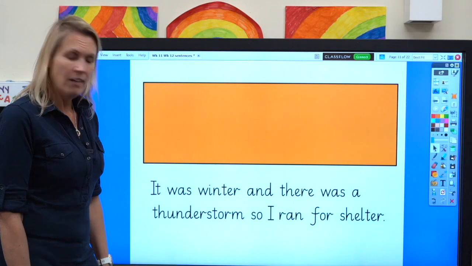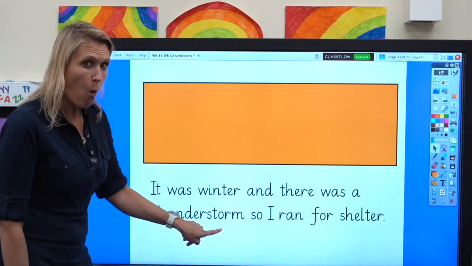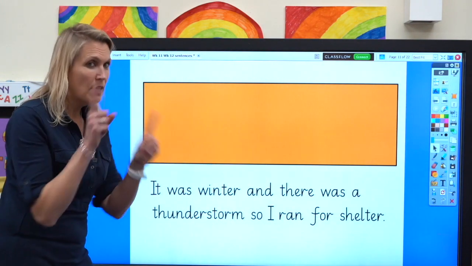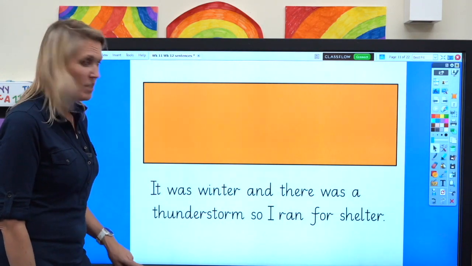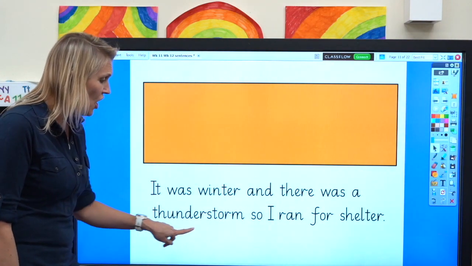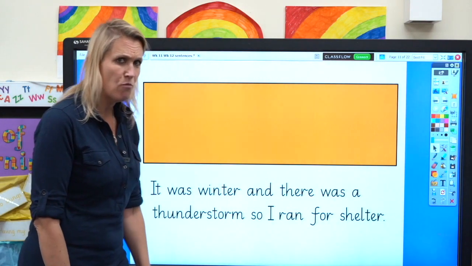Thunder. Let's have a look at this bit. Storm. Now let's put the two bits together. We've got our new long word. Are you ready? Thunderstorm. Well done. Great reading.